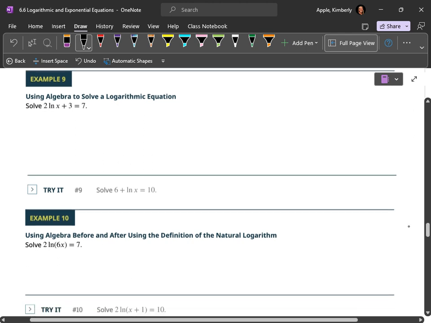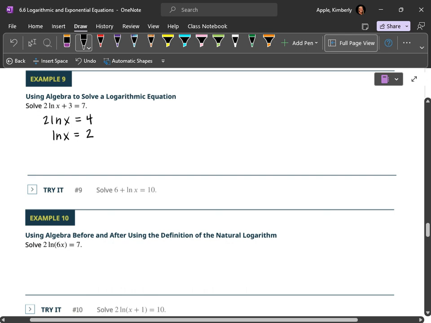So now using algebra to solve a logarithmic equation. So again, my primary goal, as it's been so far, is to isolate either the log or the exponential. And so the first thing to make that happen is going to be to subtract 3 from both sides, and I'll obtain 2 times ln of x equals 4. Dividing by 2, I'll obtain ln of x equals 2.